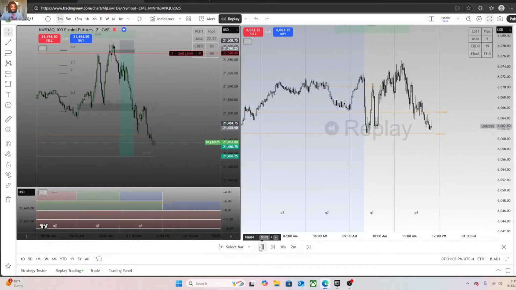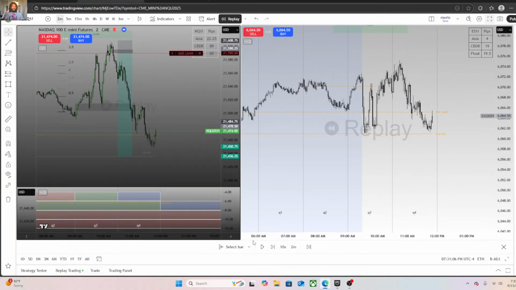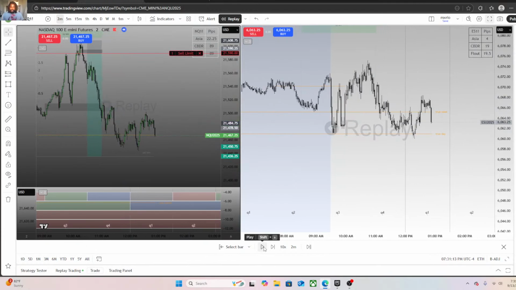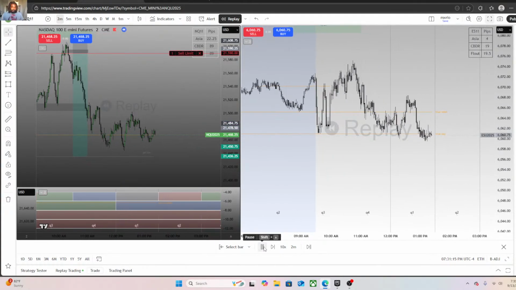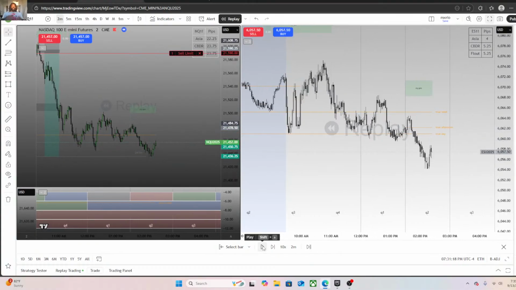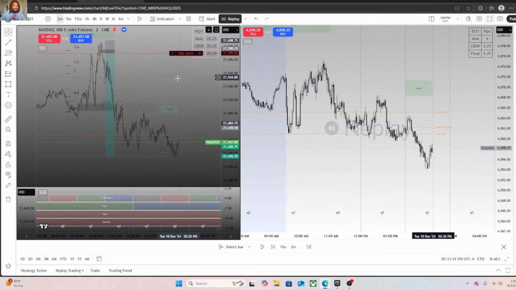It's crazy, bro. That would have been a crazy trade though. TP would have been right there to hit. TP would have smacked. Right idea, no entry point.